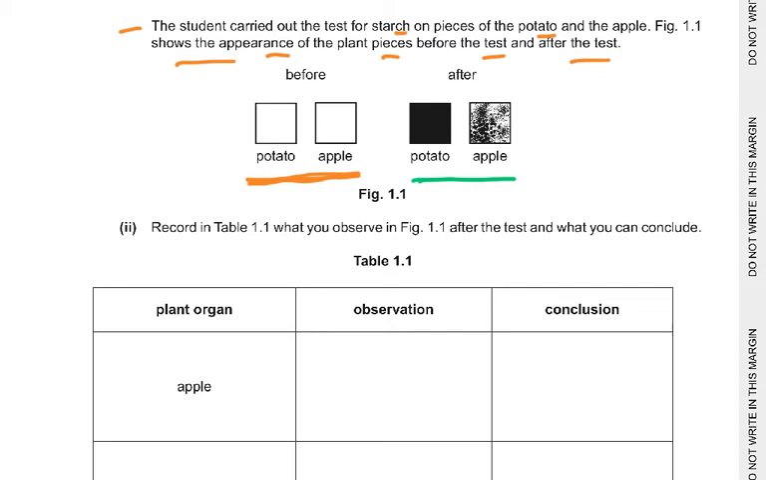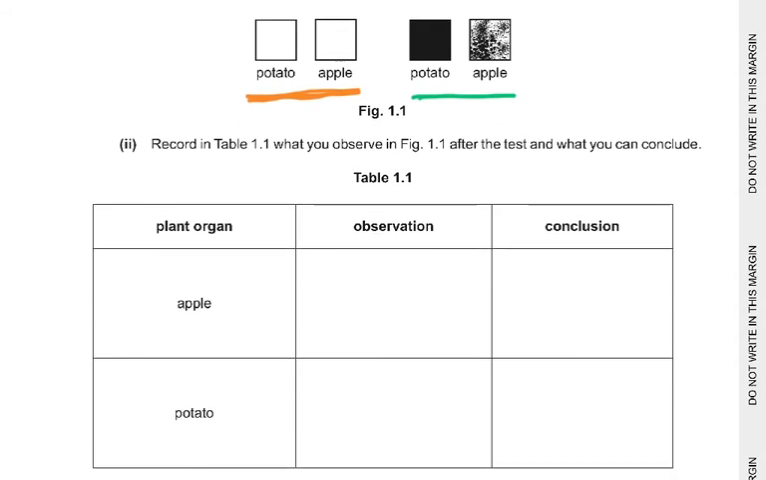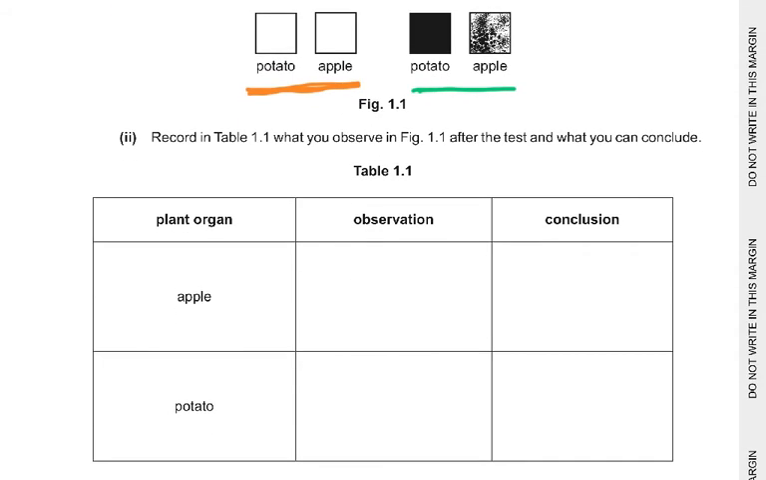And then it says, record in table 1.1 what you observe in figure 1.1 after the test and what you can conclude. So what was the observation for the apple? It was partially black. It wasn't all black. This is partially black. And the other one was fully black or completely black.